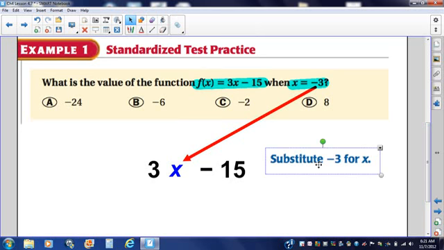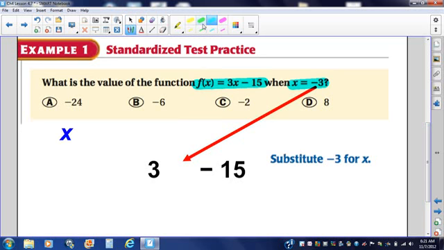What are we going to do? We're going to substitute negative 3 in for x. So I am going to place a negative 3 right here. They were touching each other, so that's going to be multiplication. So now I have 3 times negative 3.